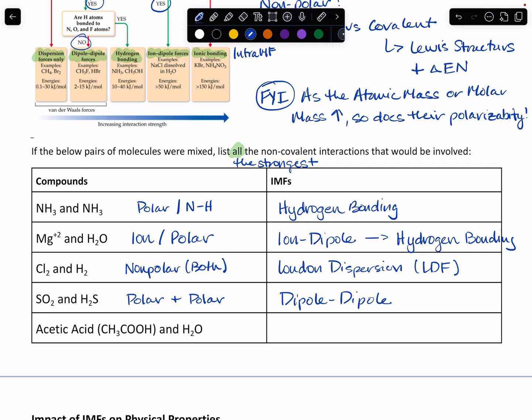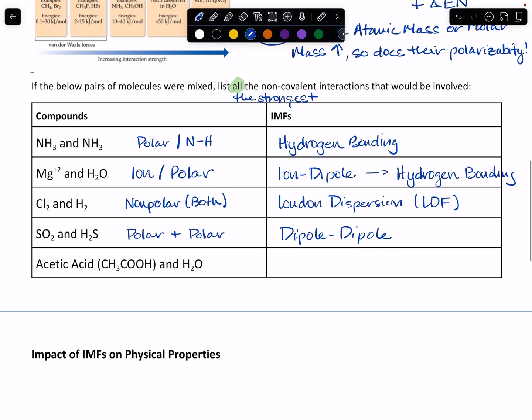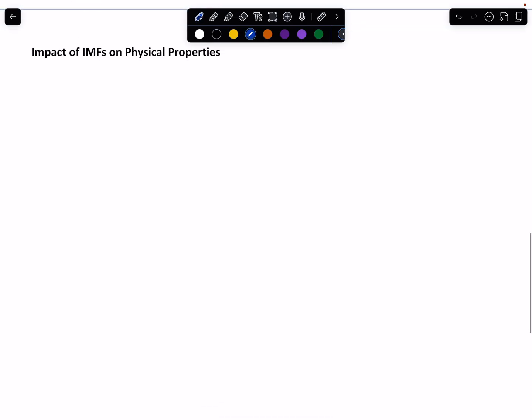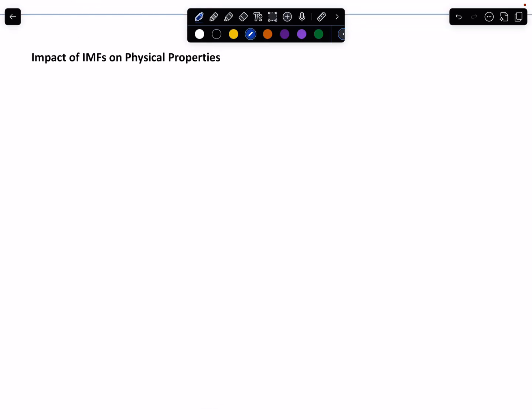Then finally we have acetic acid and water. So acetic acid is going to be polar, as is the water. But both have hydrogen bonding capabilities. So we're going to see hydrogen bonding here. So that's what you need to do to determine what type of intermolecular force is present for these particular molecules. Now I realize this screencast is long, but this topic is complicated and takes a little bit of time. So we're just going to do it all in one versus split it up.